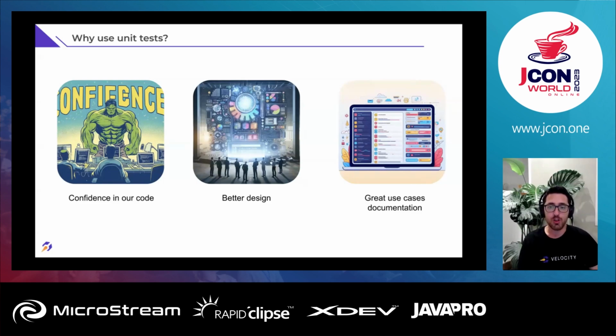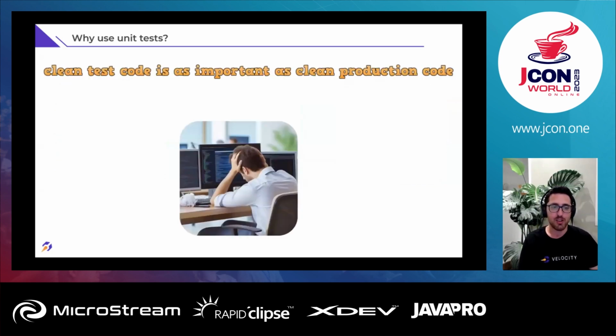Another point is that clean test code is as important as clean production code. It's not exactly a reason why to unit test, but it's a noticeable point. Test code in general is as important as production code, because as engineers we spend a lot of time understanding the code that has been written in production.